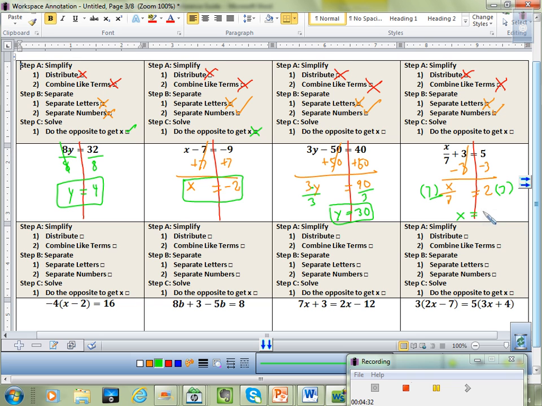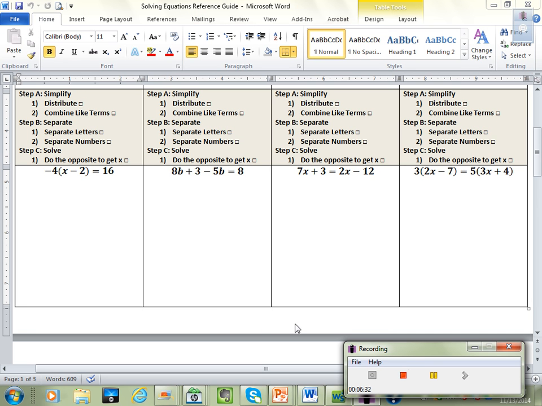2 times 7? 14. So we started off with $14, split up between 7 people, and we had $2, and then we added $3 to get the 5. Okay? These are multi-steps, so it's going to take more.